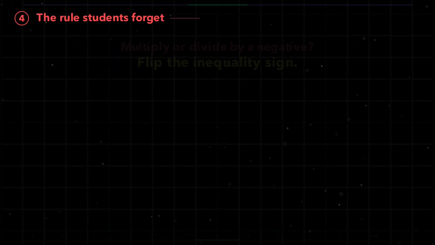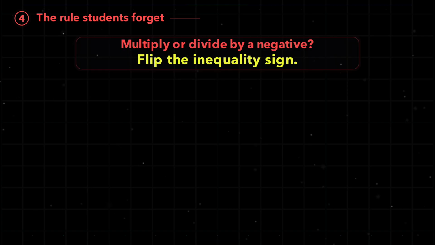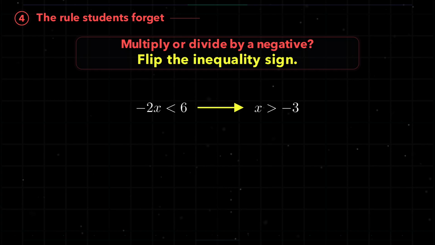Now, there's one rule students forget all the time. When you multiply or divide both sides of an inequality by a negative number, you must flip the inequality sign. For example, let's solve negative 2x is less than 6. To isolate x, we divide both sides by negative 2. Because we divided by a negative number, the less than sign flips into a greater than sign. So the answer is x is greater than negative 3.